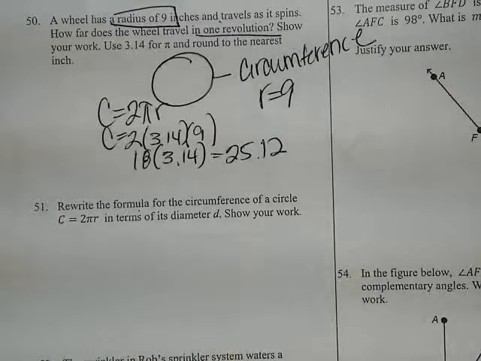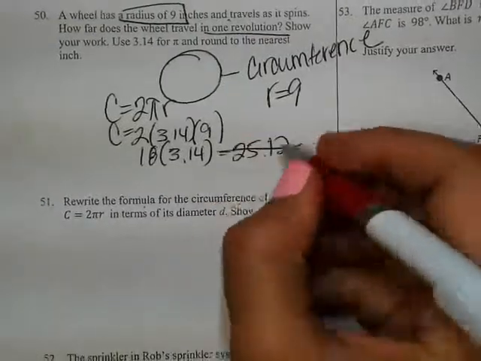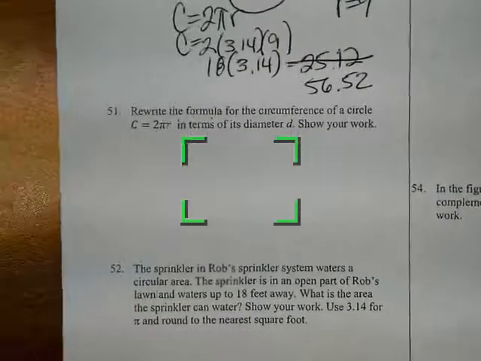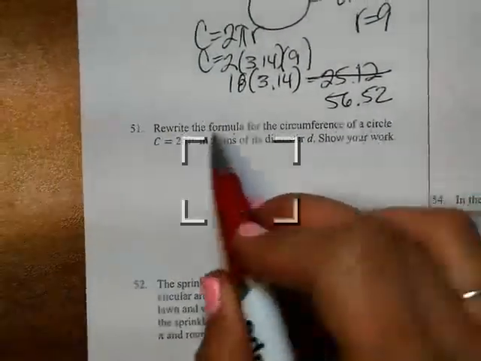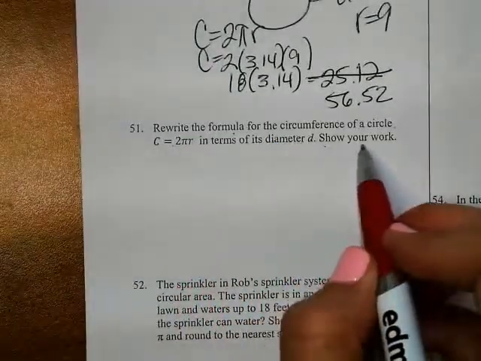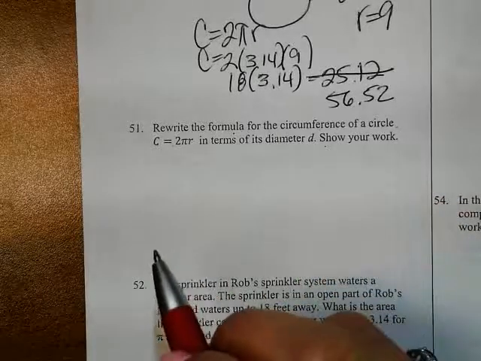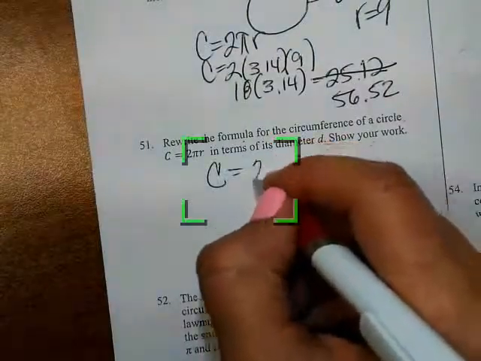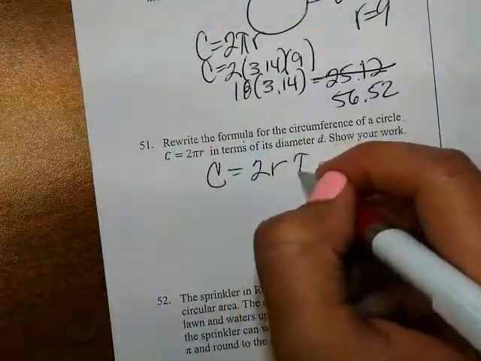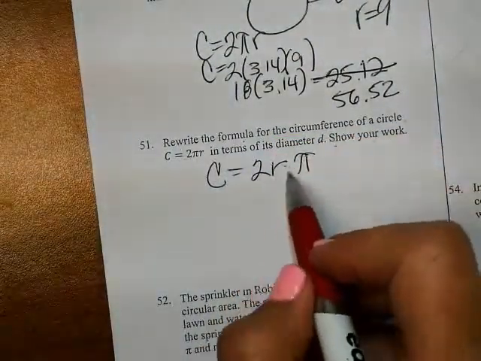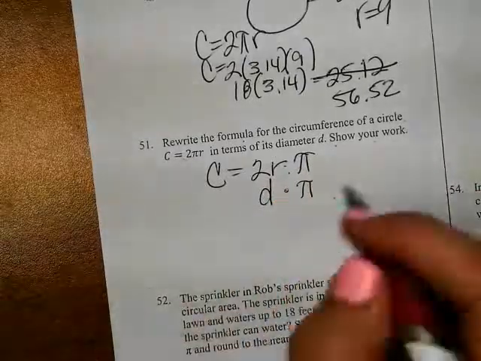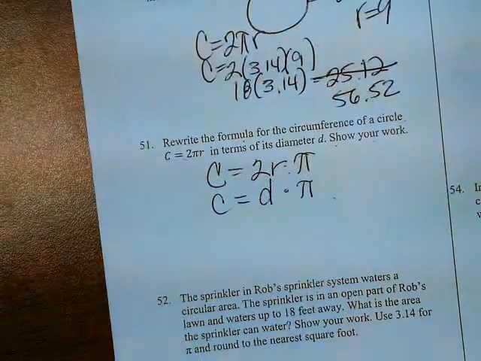Right now, 18 times 3.14. I am so wrong. I multiplied wrong. 56.52. My bad. Rewrite the formula for the circumference of a circle in terms of its diameter. Show your work. Well, if this is your formula, 2r pi, what can give you 2 times r? That's diameter times pi. Pi d. That's where you get pi d from.